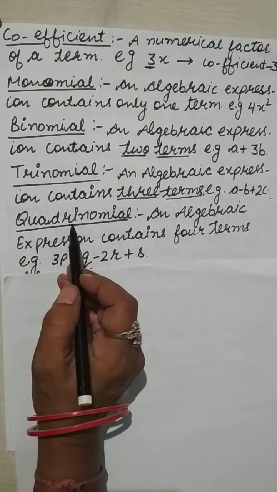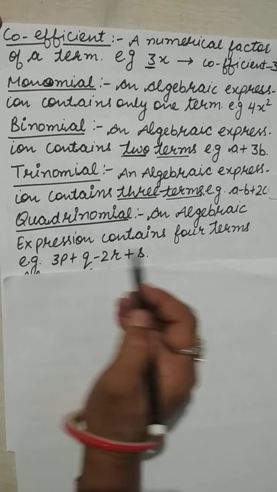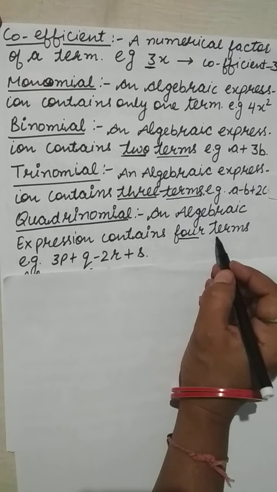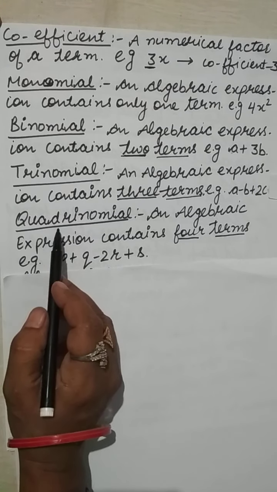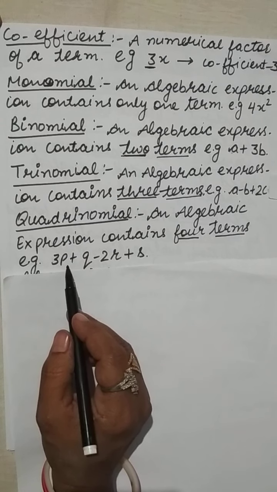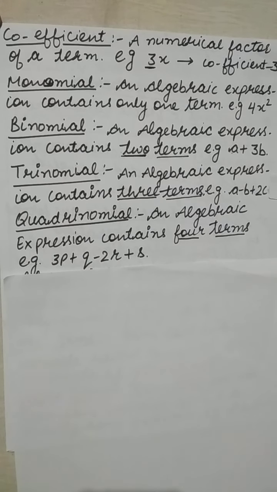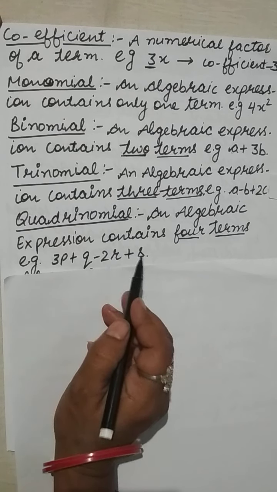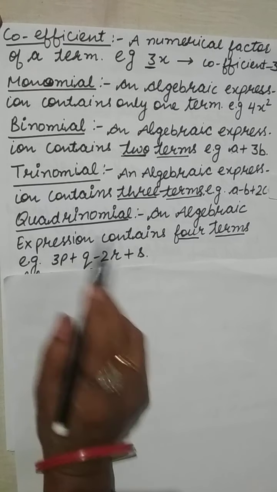Next is quadrinomial. Quadri means number 4. So it means it has four terms. The algebraic expression containing four terms is known as a quadrinomial. So for example, 3p plus q minus 2r plus s is an example of a quadrinomial.